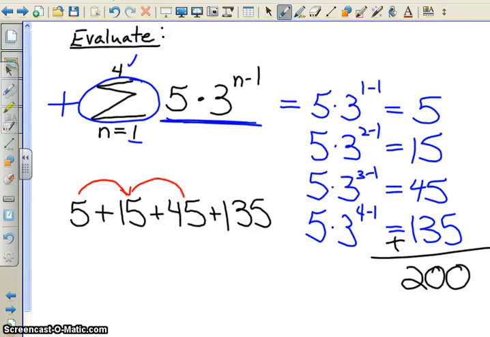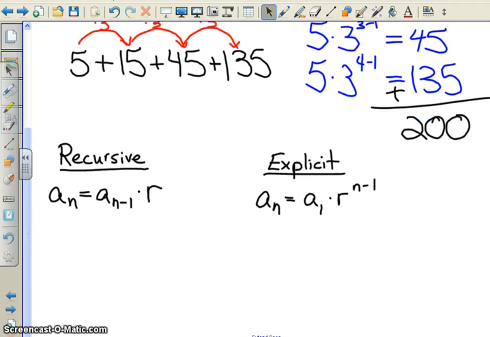This series of numbers, 5 plus 15 plus 45 plus 135, this is a geometric series because we are multiplying by a common ratio between each term. In this case, we are multiplying by 3. Now, knowing that multiplier, that common ratio of 3, then we can write our definitions for this geometric sequence or series. Recall that we have two definitions, a recursive definition and an explicit definition.